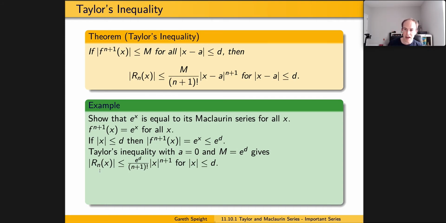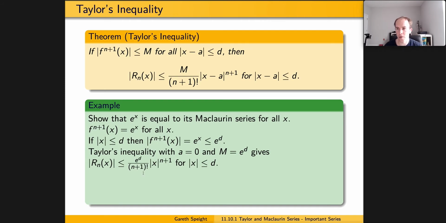And now we want to show the remainder goes to 0 as n goes to infinity. So we're going to want to look at the right side of this as n goes to infinity. e to the d does not depend on n, so we want to compare the pieces that depend on n. We have absolute value of x to the n plus 1 divided by n plus 1 factorial. That means we have some kind of power on the top and a factorial on the bottom. So you have to ask which wins out.